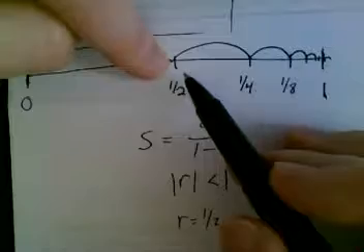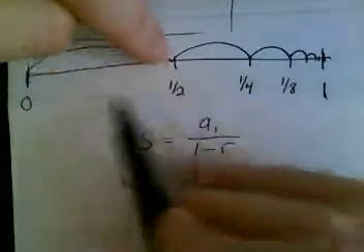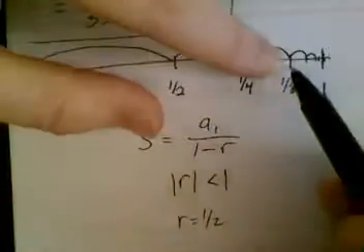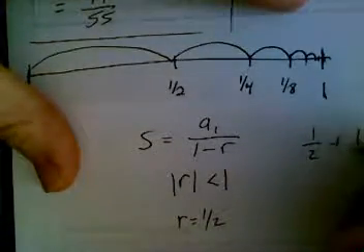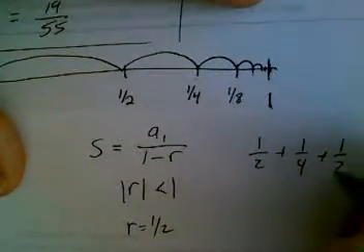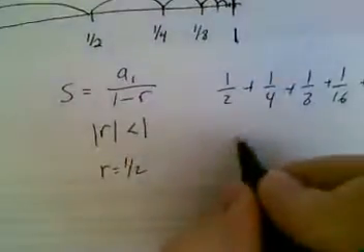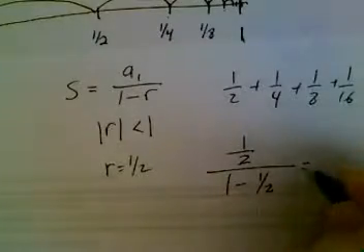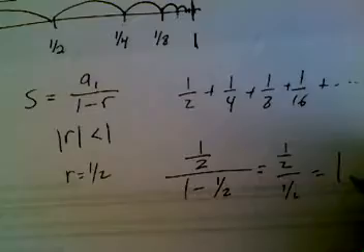What we're going to really talk about here is the fact that as I continue to add up all these terms, 1/2, plus 1/4, plus 1/8, plus 1/16, plus 1/32, and so on and so forth. I started at 1/2. I have 1/2 divided by 1 minus 1/2. That's 1/2 divided by 1/2, which is 1.